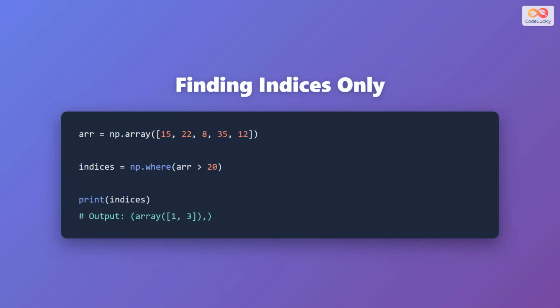When you use np.where with only a condition and no x or y arguments, it returns the indices where the condition is true. In this example, we have an array with 15, 22, 8, 35, and 12. We find indices where values are greater than 20. The function returns a tuple containing an array with indices 1 and 3, which correspond to the values 22 and 35.